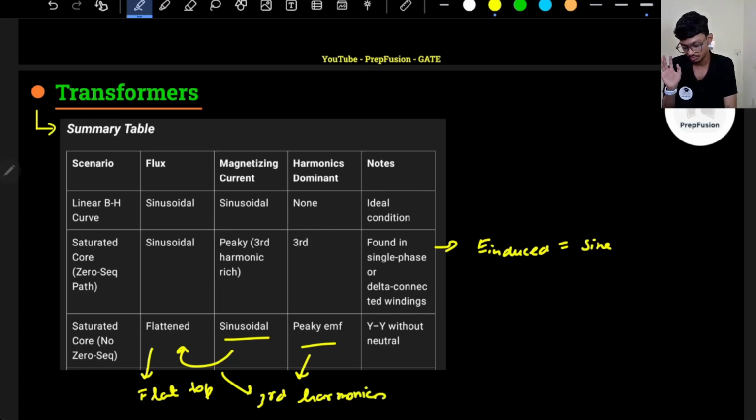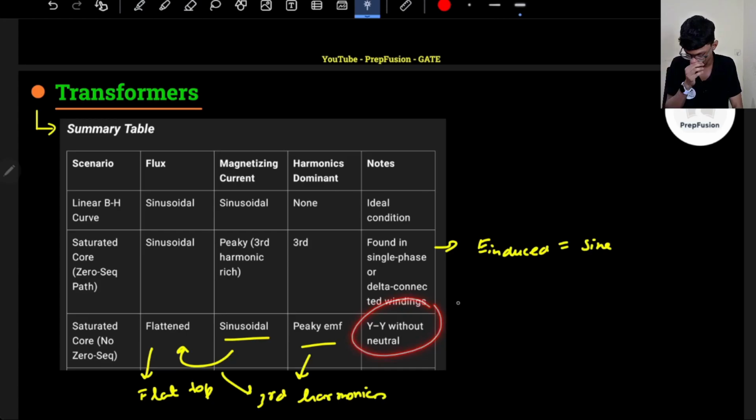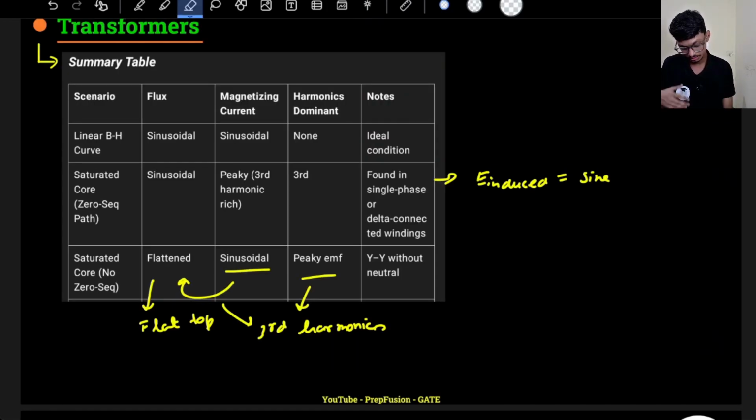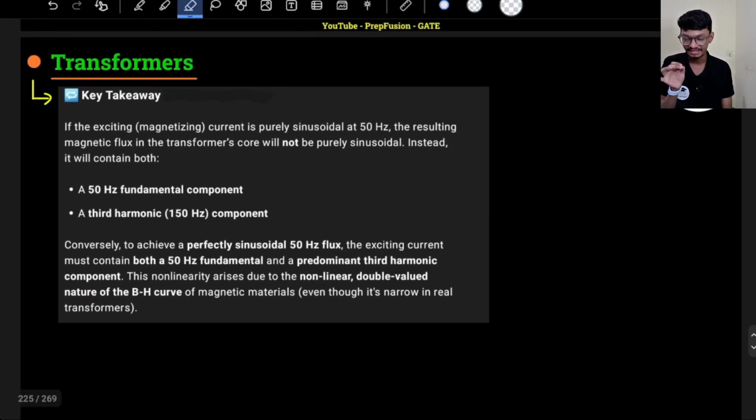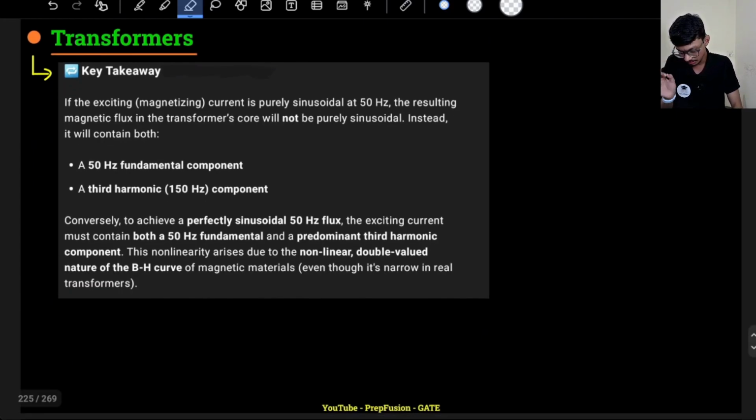Okay, so these are basically a few things. We will discuss the star and all those things in the next slides. So now let's quickly summarize whatever we have learned. One thing is for sure: what is the key takeaway?